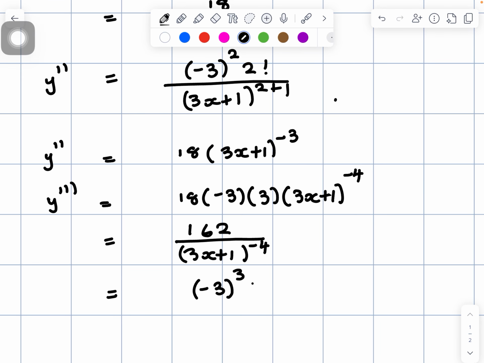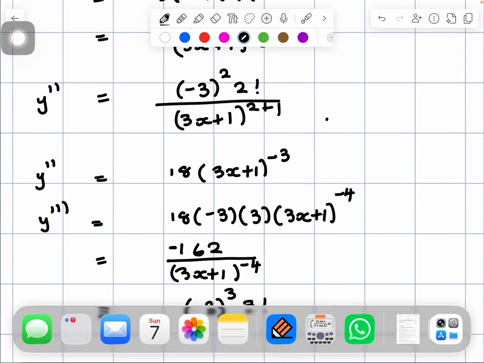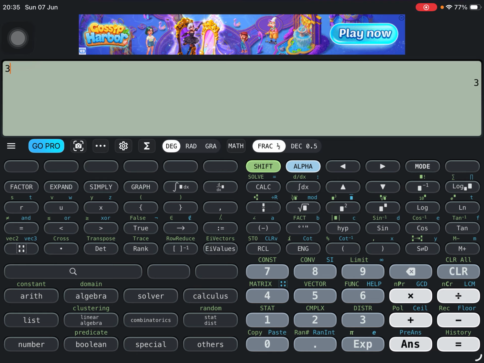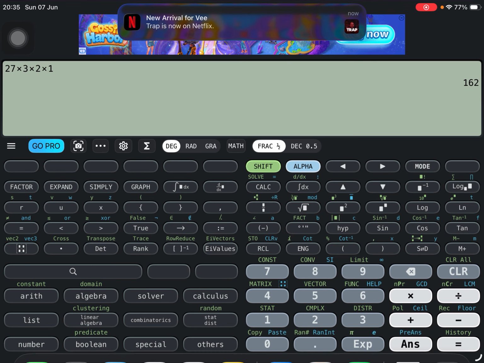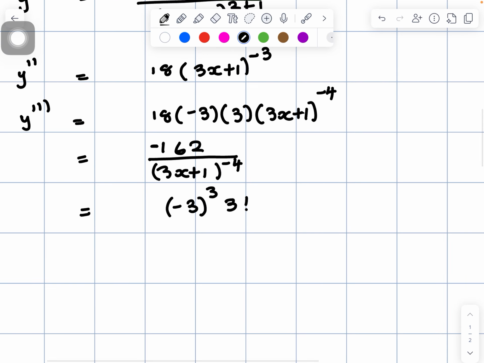Let's find out if it will give us 162. Here we're just trying to follow the pattern. Over here we have minus 162, since 18 times minus 3 times 3 is minus 162. 3 times 3 is 9, 9 times 3 is 27. Let's find out if 27 times 3 factorial, which is 3 times 2 times 1, gives 162. Yes, it's 162, so we're correct. It's the same as minus 3 to the power 3 times 3 factorial.